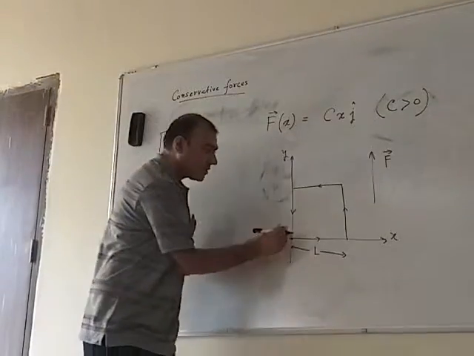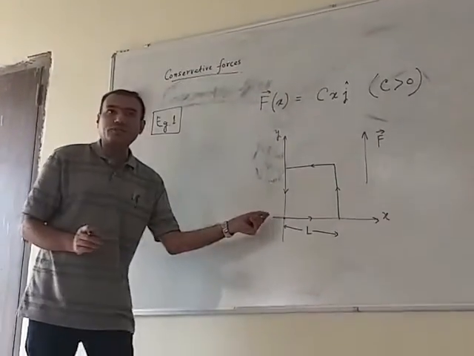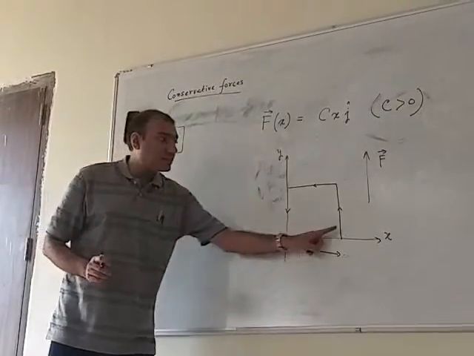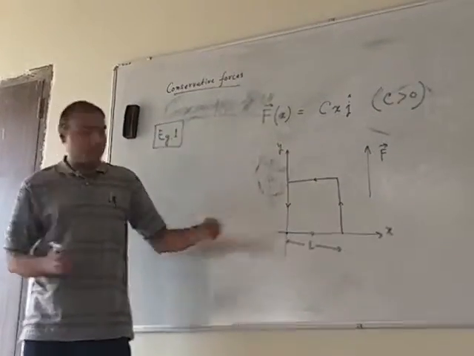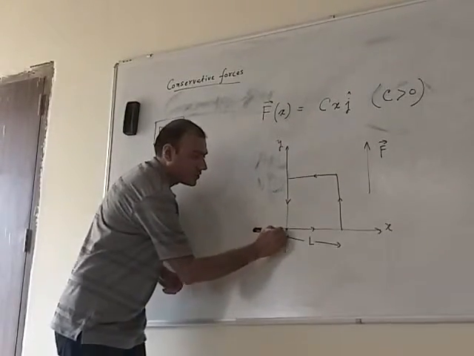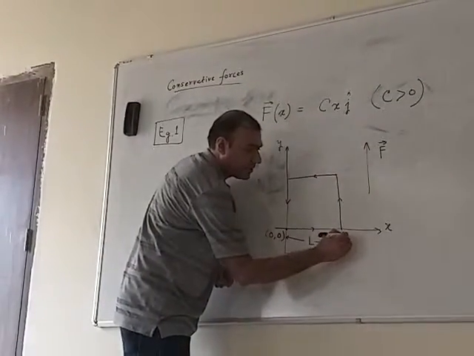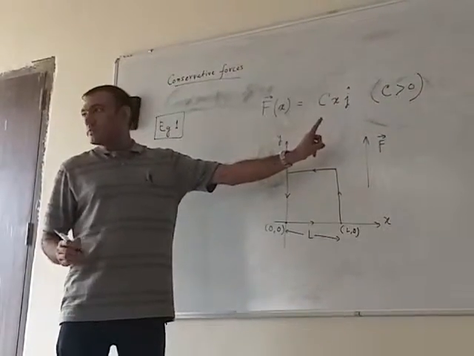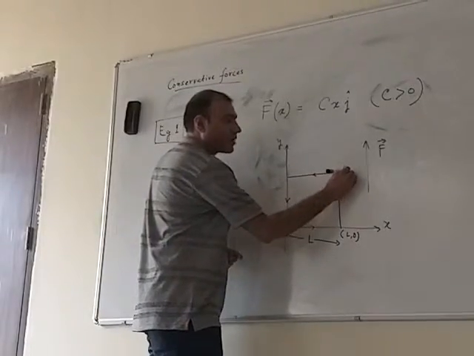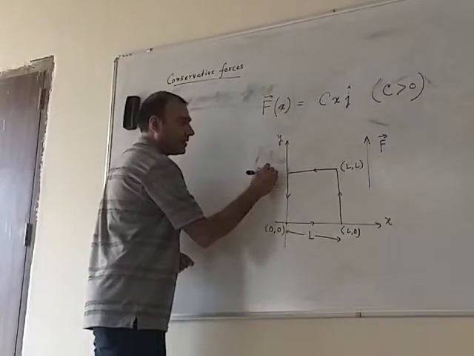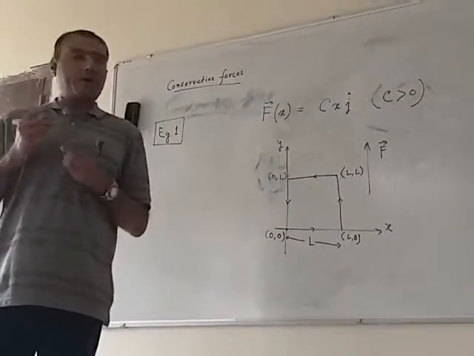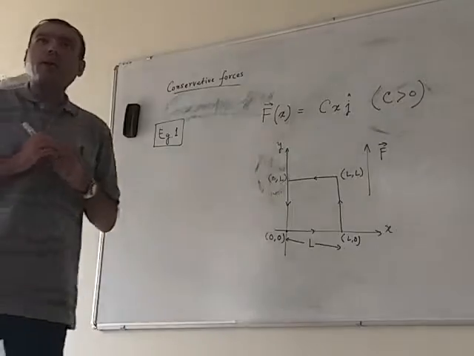So what you're doing is you're making the electron move in this force field along this square path. It's a closed path. So you start from the origin 0, 0, and when you hit L, 0, you make a vertical move and reach L, L, and then move on to 0, L, and then come back to the original point. Now we have to find out whether this force F is a conservative force or not.